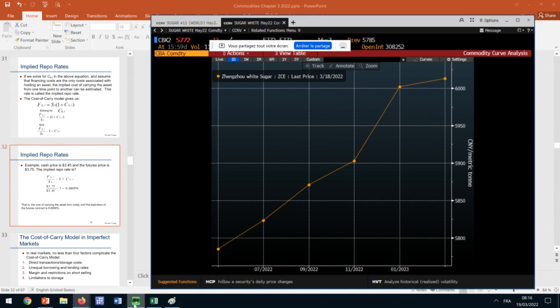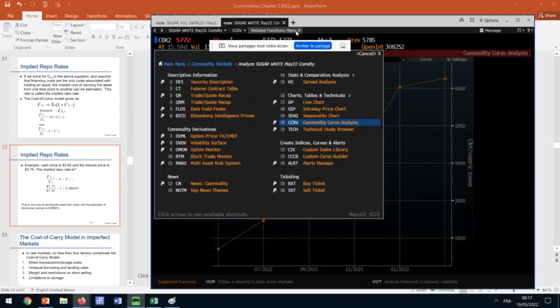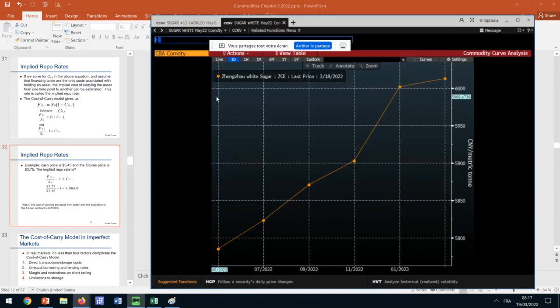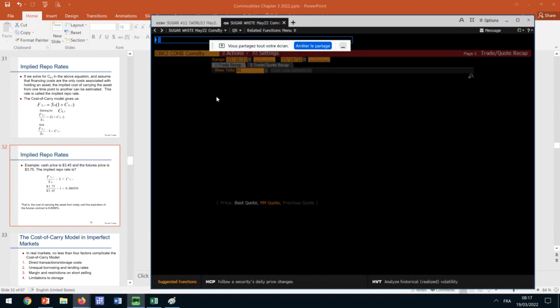Anyhow, so let's check what is the implied cost of carry here. So the curve is upward sloping. I will maybe go to the price table because that's going to be easier to read.